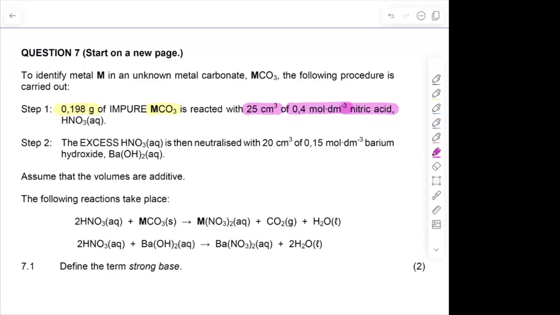So if you have a metal carbonate plus an acid, you end up with salt, water, and carbon dioxide. Very, very, very important, right? And we can clearly see that. If you come back and look at our reaction, we've got acid plus metal carbonate giving us salt, water, and carbon dioxide.